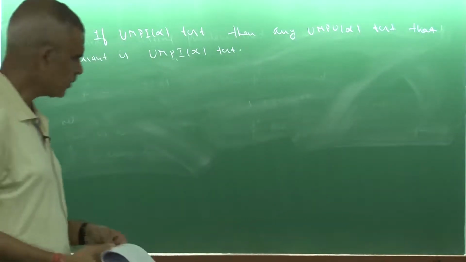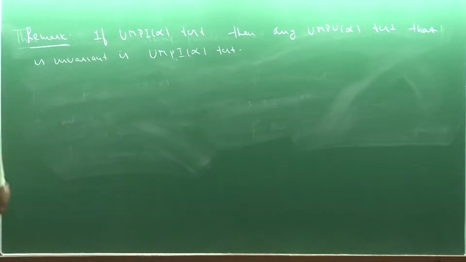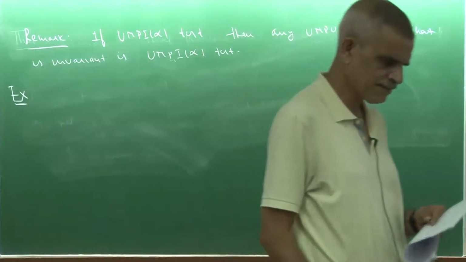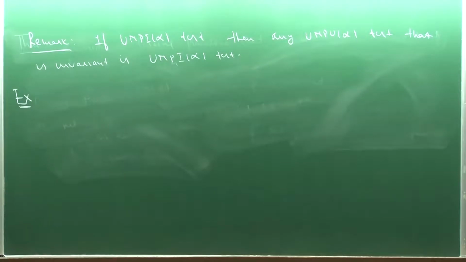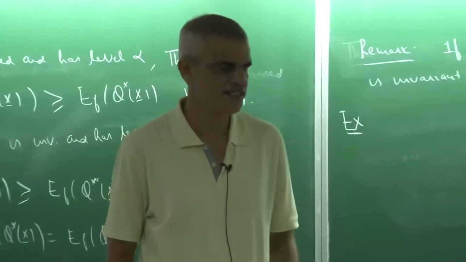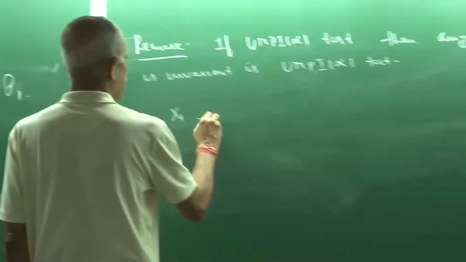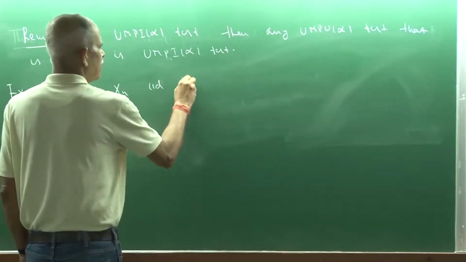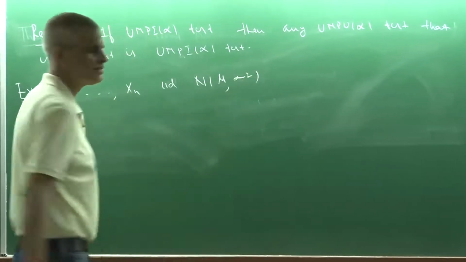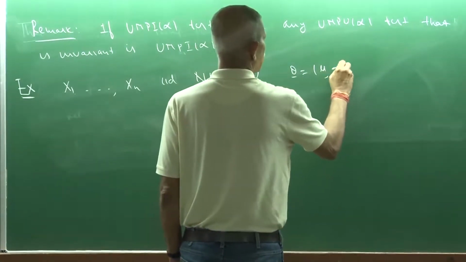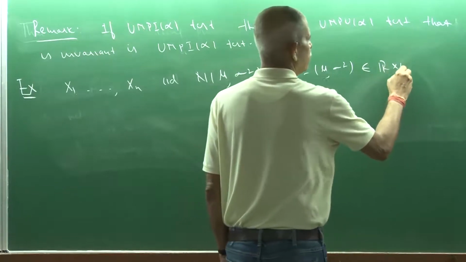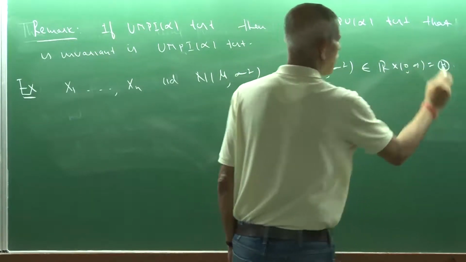All right, so to see a simple application of this remark or the last result, let us consider some situations where I know that a UMPU alpha test exists. So let us consider a situation where a uniformly most powerful test does not exist, but a uniformly most powerful unbiased test exists. So let us consider X1, X2, ..., Xn IID normal(mu, sigma square), where theta, which is (mu, sigma square), belonging to R cross (0, infinity), capital Theta, is unknown.